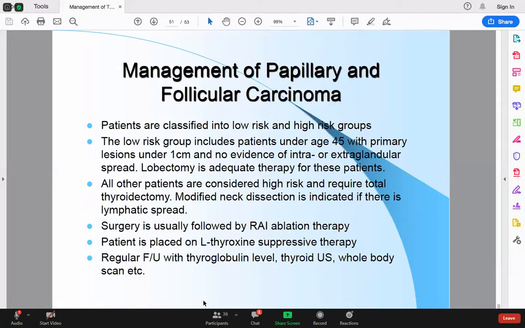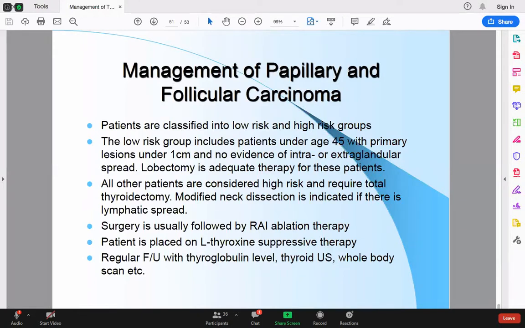How to manage the papillary and follicular carcinoma? Well, you have low risk and high risk. A low risk, which is basically people young in age, where the primary lesion is less than 1 centimeter and you have no evidence of spread, you basically take the whole lobe out. So surgery is the preferred option.